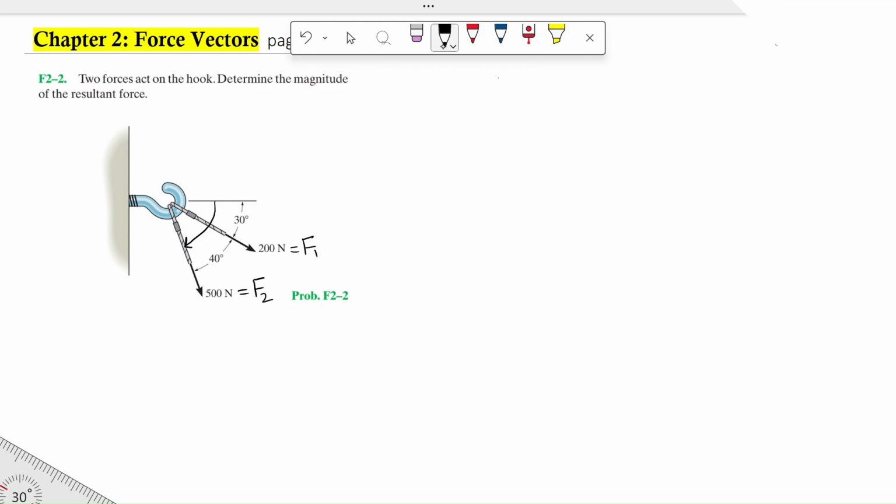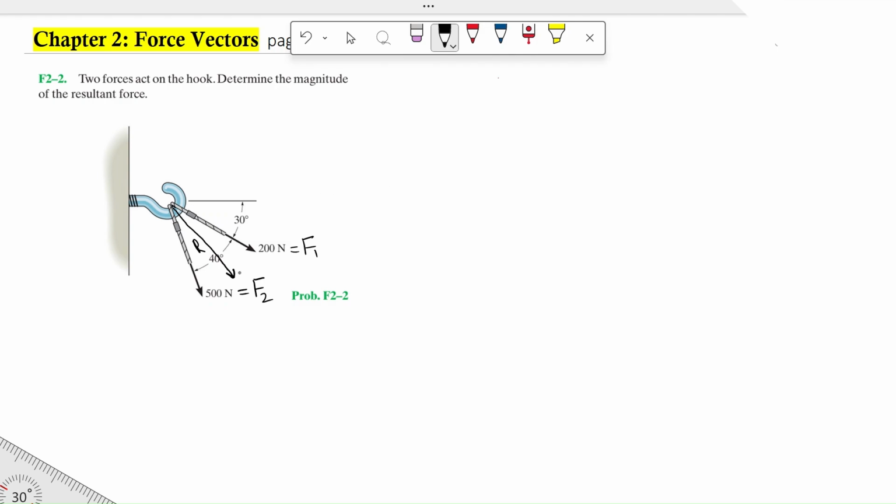So we'll be determining the resultant force. We have two forces, so by using the parallelogram law, we know the resultant force will act somewhere here. So this will be the resultant force, and we'll be finding its magnitude. Now I am constructing the parallelogram, and then by just applying the cosine law, we can determine the value of the resultant force.